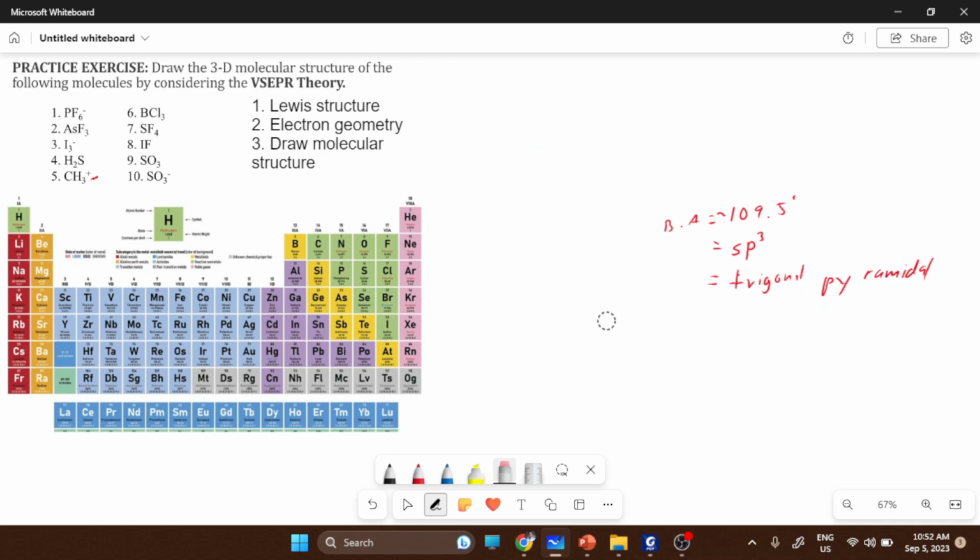So again, I need to remind you guys that you need to master how to draw the Lewis structure before proceeding in this lecture. Because if you don't know how to draw a Lewis structure, then you will not relate in this topic, because we need to recreate or draw our 3D molecular structure.